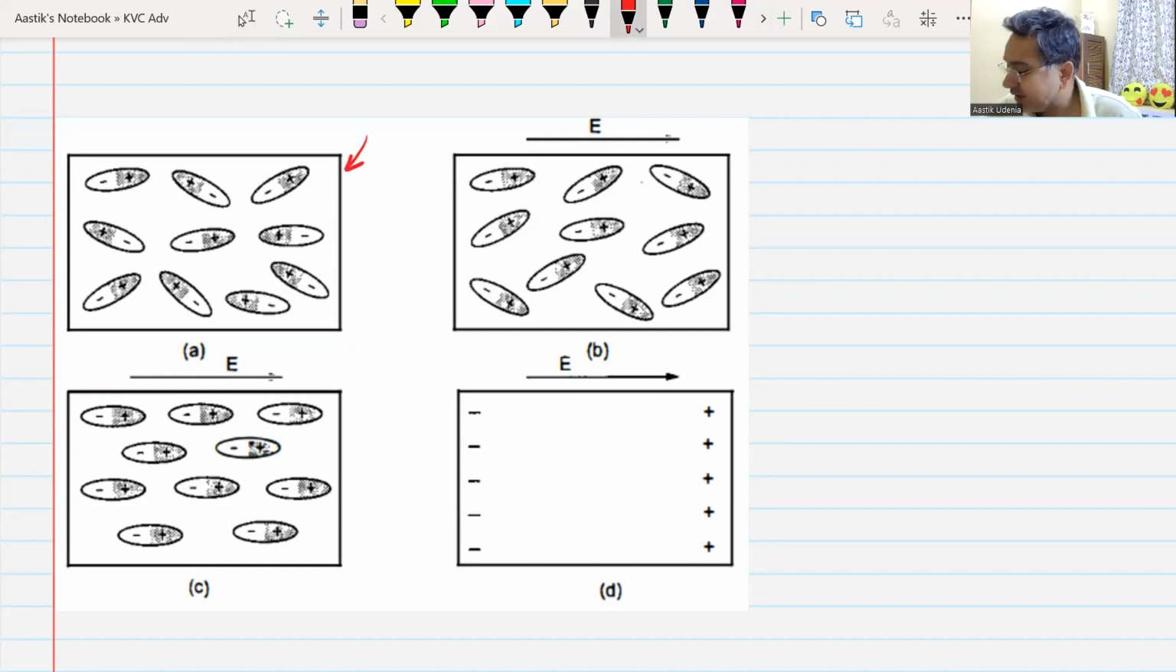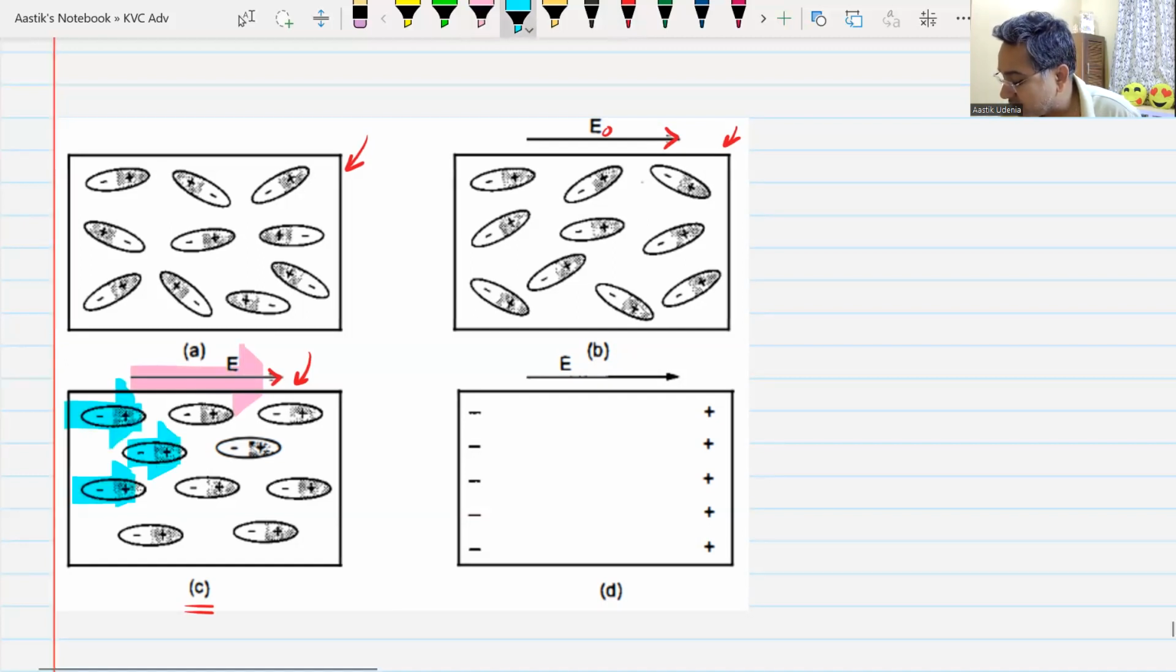Yes, sir. Then I put an external field. Let us say E naught is the external field. When I put an external field E naught, what is going to happen? You can see in step number 3, all these dipoles are aligned in the direction of electric field. The direction of electric field is like this, and all these dipoles are aligned in the direction of electric field.